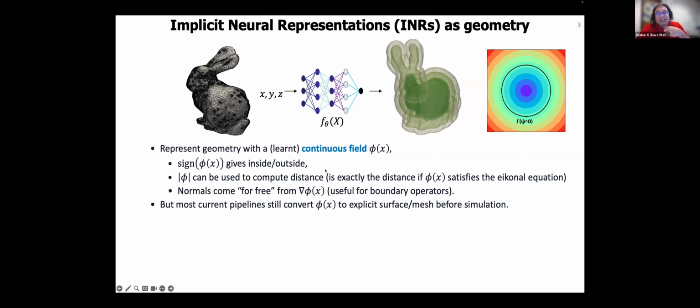Second, because it's a signed distance field, the sign of your phi of x, if this is the neural level set, gives you a notion of whether you're inside the geometry or outside the geometry. And then the value of the function, the signed distance field, allows you to compute how far away you are from the surface of your geometry, and is usually exact if phi satisfies what is called the eikonal equation.